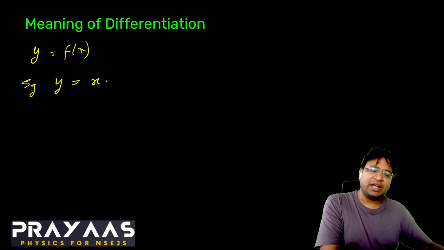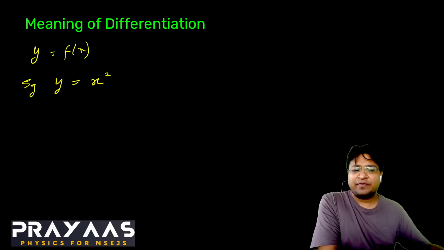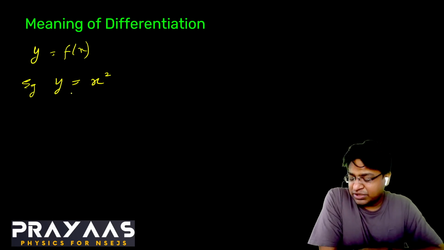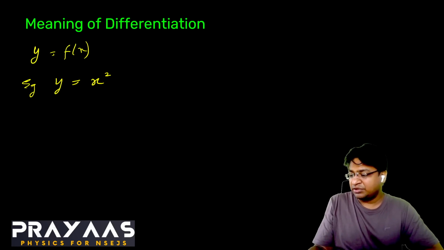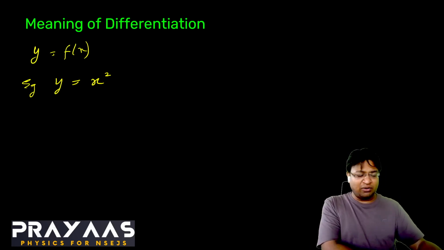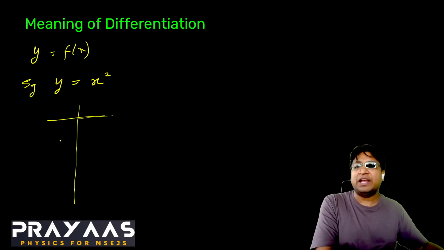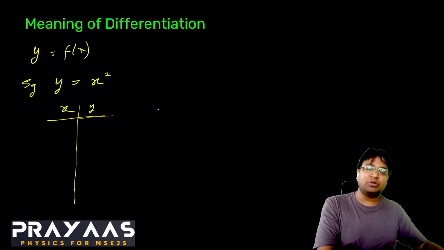If I write y as x square, that's a very simple function that I've chosen. If y is a function of x, you will agree with me that whenever we try to change the value of x, there would be a change in the value of y as well. All right, I'm pretty sure that you will agree with me. Now guys, let's try to find out various values of y corresponding to the various values of x. So I'm going to make a table.